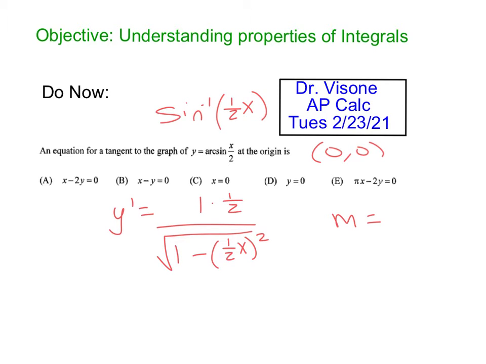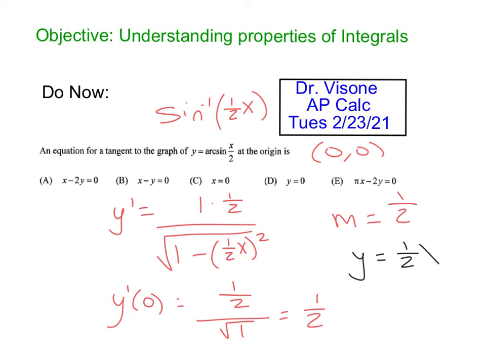So then we plug in 0, so I get y prime of 0 equals 1/2 over the square root of 1, so 1/2. So I got y equals 1/2 x, which is not an option. So let's multiply both sides by 2, so 2y equals x. So that one is going to be A, so the answer is A.